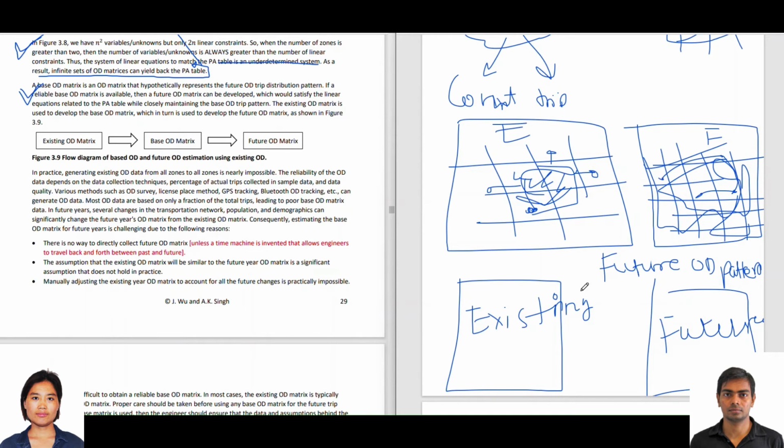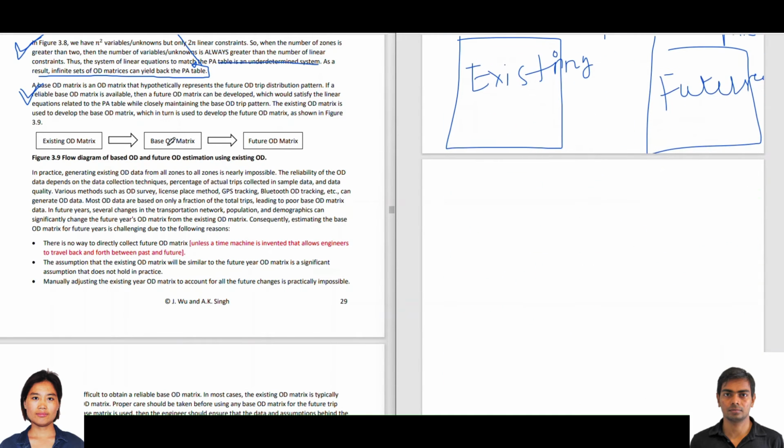Future OD. So there is a concept called base OD matrix. The base OD matrix is an equivalent OD matrix from the future. Let's say I have this future matrix, and the base OD matrix is an estimation of the future OD matrix.